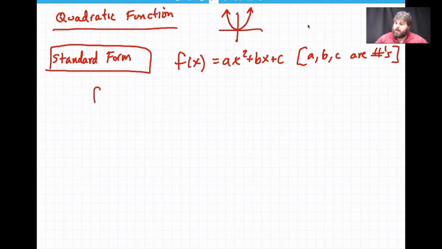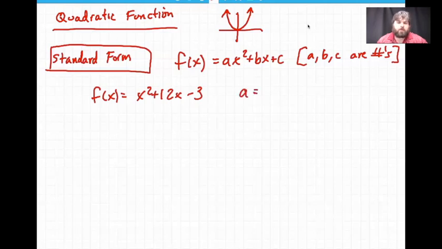If I have f of x equals x squared plus 12x minus 3, right, what would a be? A would be the coefficient of the x squared term. So a would be 1, b would be the coefficient of the x term, so b would be 12, and c would be the number that doesn't have an x attached to it, it would be negative 3.